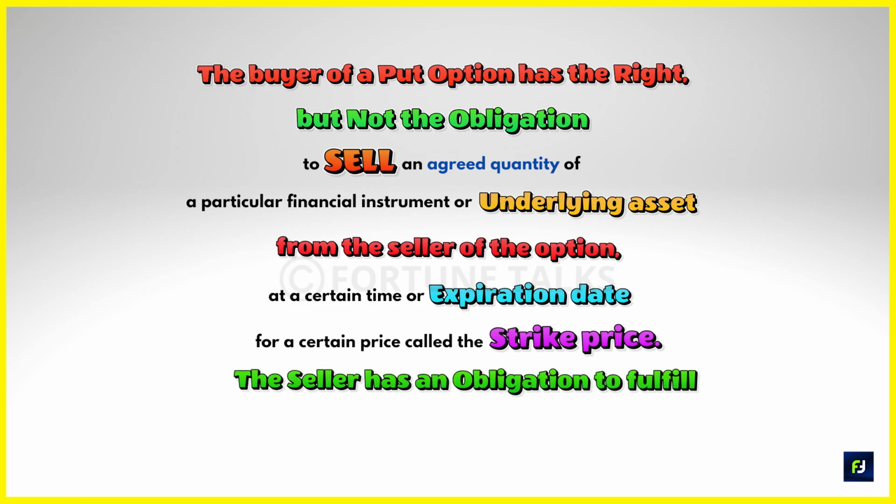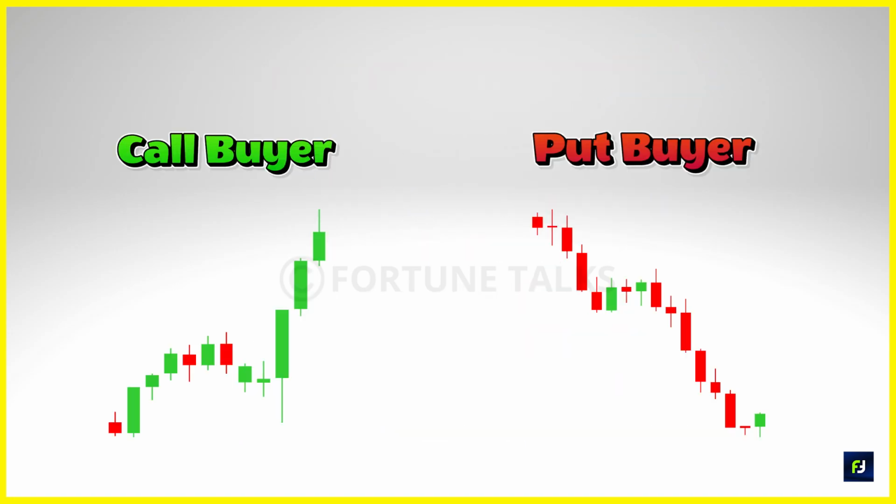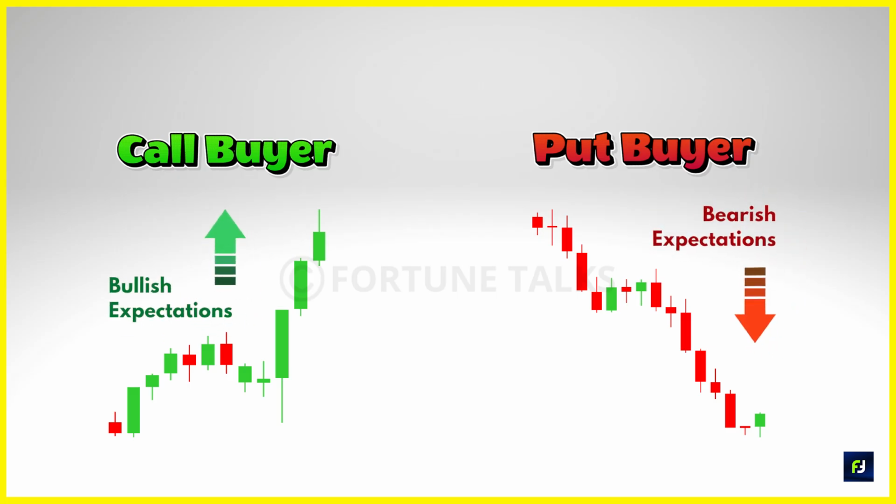The seller or writer of the put option is obligated to buy the financial instrument should the buyer so decide. The buyer pays a fee called premium for obtaining this right. So the key word here is the right to sell. Unlike a call option buyer who has a bullish view on the market, the put buyer has bearish expectations from the market.